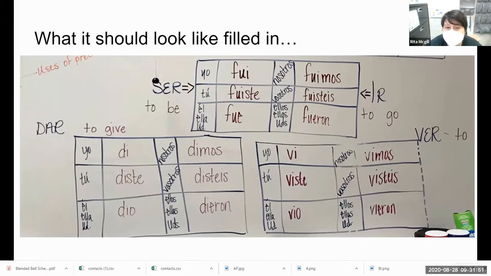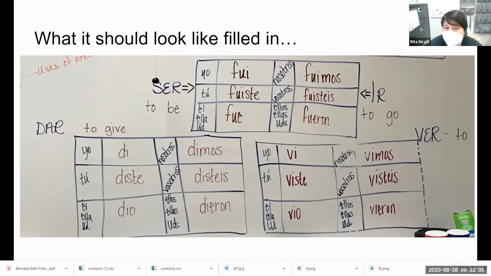Vosotros fuisteis. Something I like to teach my students, if you did not learn the vosotros form last year, I have an easy fix for that. In the preterite tense, it's super easy, and let me show you how. Check this out. The tú form says fuiste, right? Now look, if you take off the is at the end of fuisteis, it says fuiste. So the vosotros form is exactly the same as the tú form plus the letters I-S. And it's like that in all of the forms. So all you have to do is mimic your tú form and add is to the end.